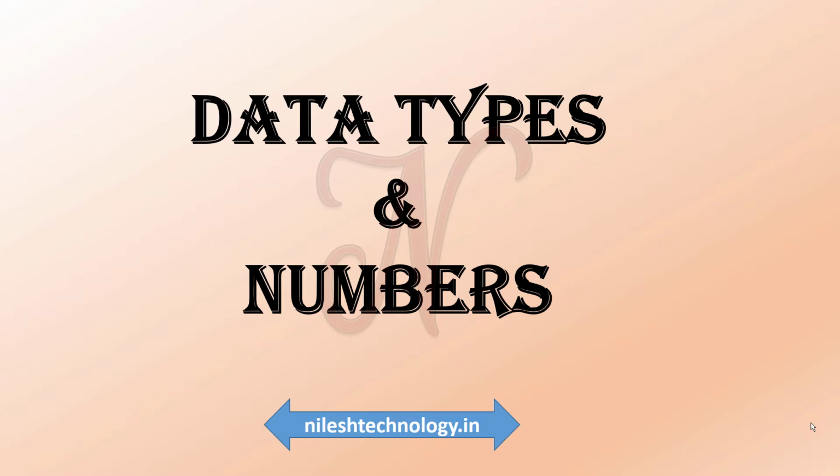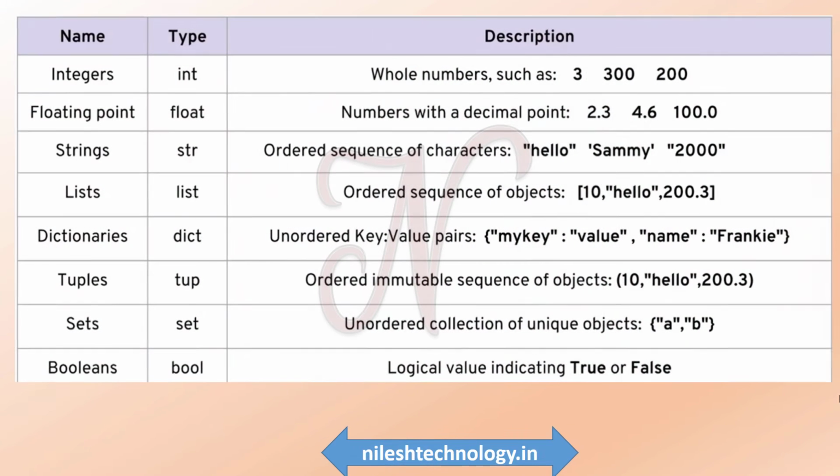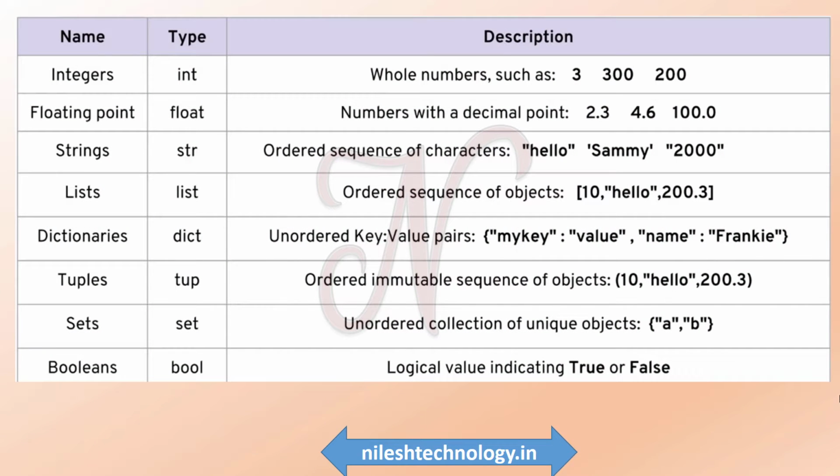Okay, so in this video we are going to see the data types available in Python and what numbers are in Python. First, the data types. See here, these are some of the data types or data structures available in Python. The first column is the name, the next is the type, and these are some descriptions or examples.